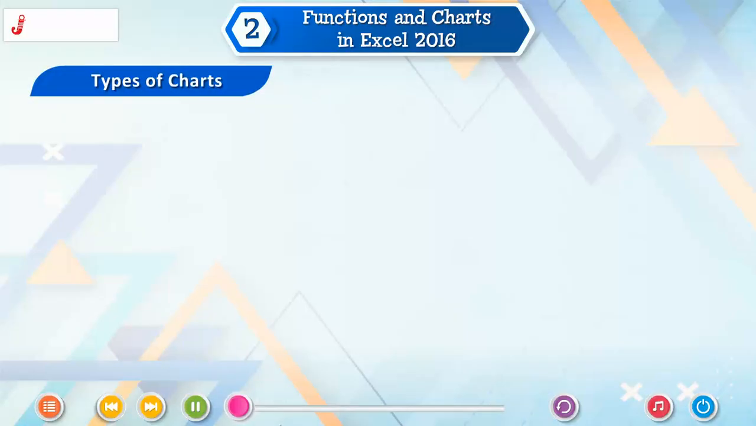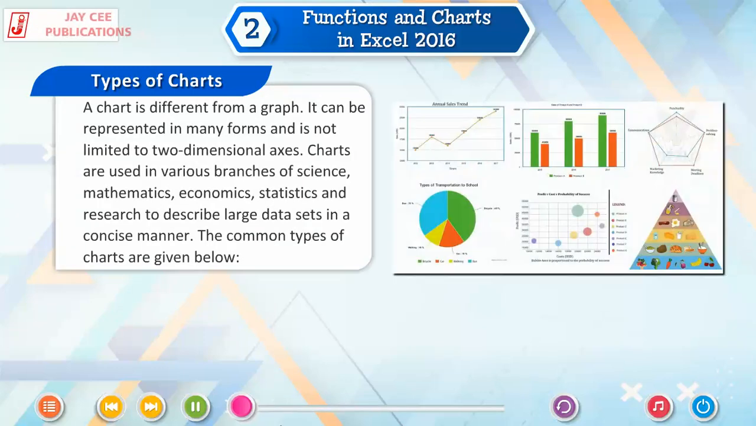Types of charts. A chart is different from a graph. It can be represented in many forms and is not limited to two-dimensional axis. Charts are used in various branches of science, mathematics, economics, statistics, and research to describe large data sets in a concise manner. The common types of charts are given below.